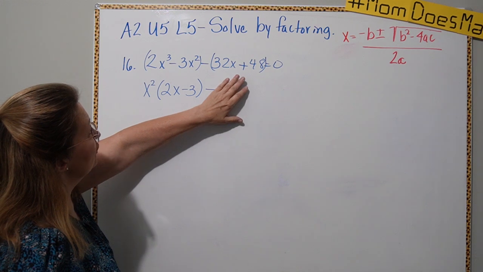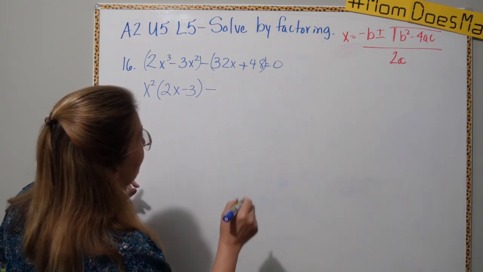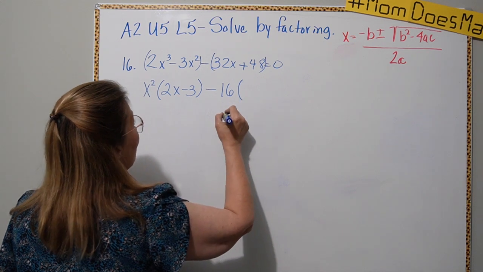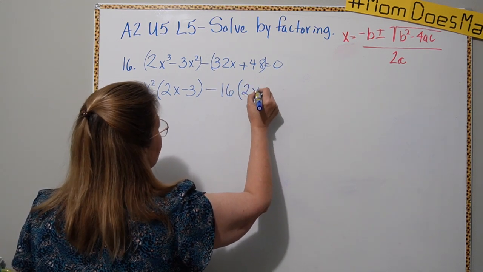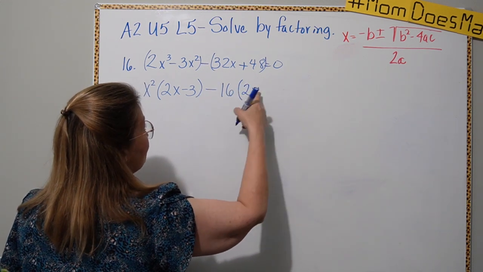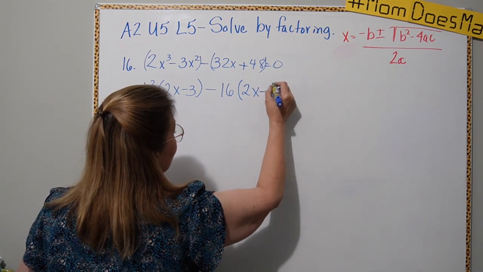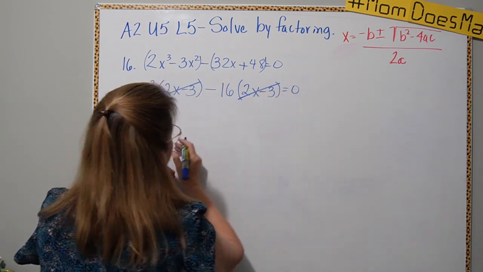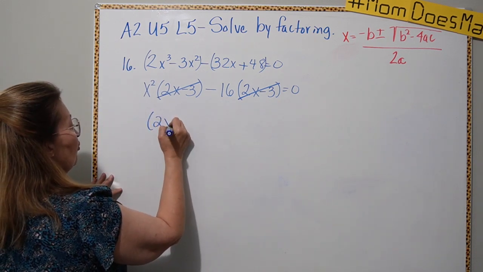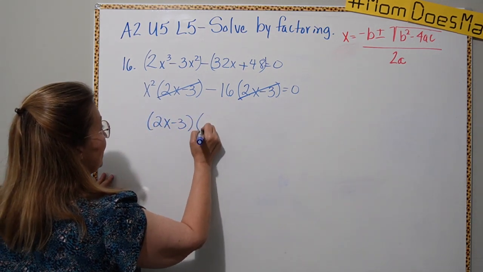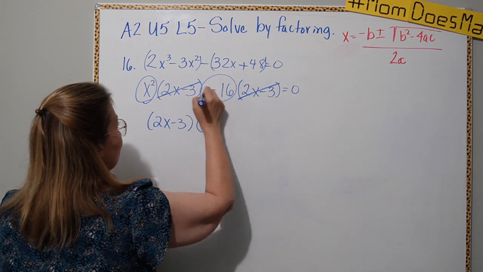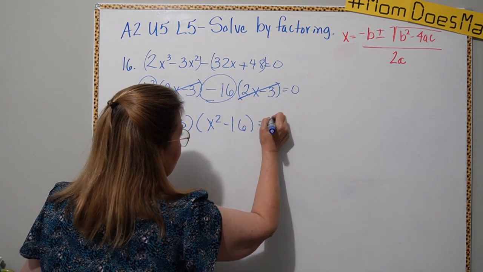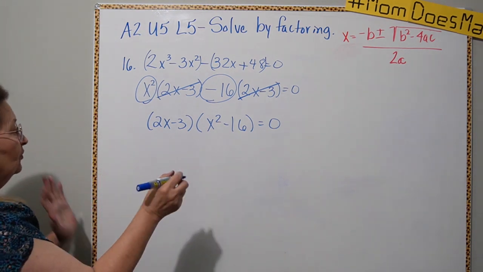All right, now over here, my greatest common factor is going to be 16. And when I factor that out, I'm going to have 2x. Now, since you're factoring out a minus, it changes this sign to minus. Okay, now my 2x minus 3's, I'm going to factor them out and make them one term times whatever was left over. x squared minus 16 equals 0. Okay, we're ready to solve.